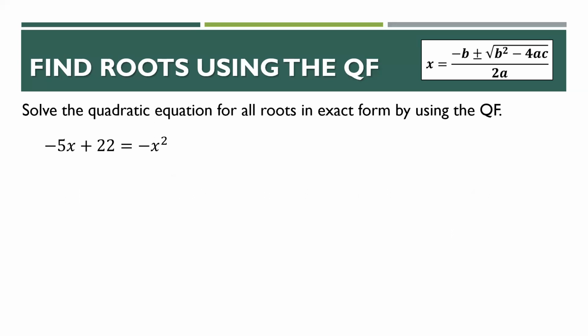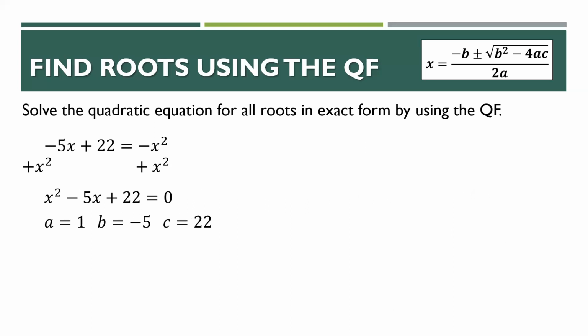All right, here's our next one. This one is not in the correct order. We need to move our x squared to the other side. So now it becomes x squared minus 5x plus 22 equal to 0. Here's my a, b, and c. And let's fill them all in to the quadratic formula.